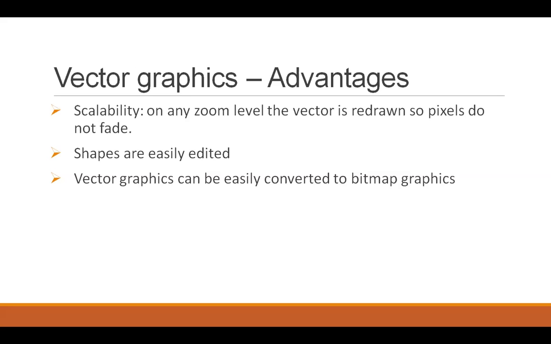This is why whenever we are trying to design logos, designs or products, we always prefer the vector format. In vector, shapes can be very easily edited, and whenever you want to convert your vector into a bitmap, maybe because you want to publish it on the web or store it in bitmap format, you can easily convert it.